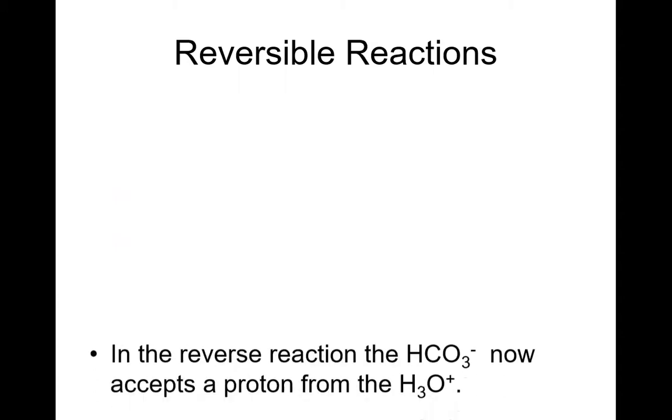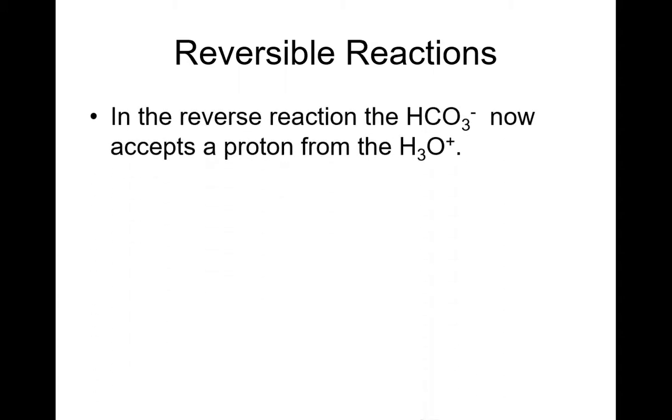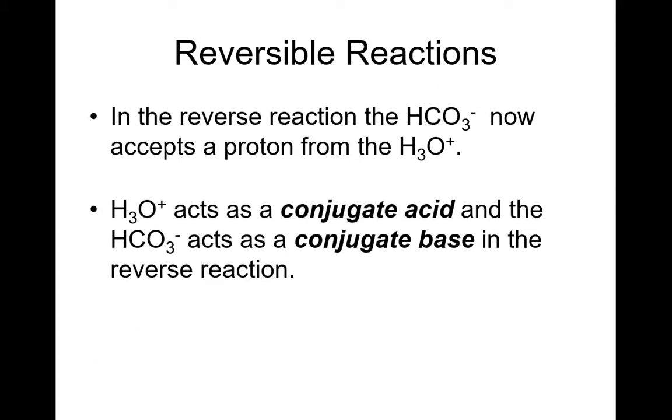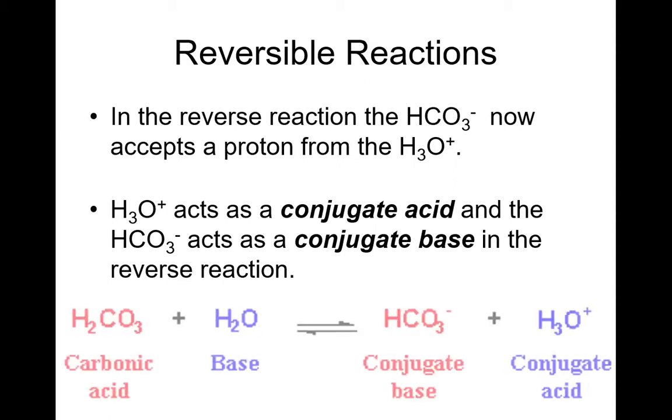Okay. In the reverse reaction, as we said already, the HCO3 minus now accepts a proton from the H3O plus. So in other words, it's quite easy. See what happens going forward and just undo the process going back. So if the water accepts going forward, the water will donate and give back the proton going backwards. H3O plus therefore acts as what we call the conjugate acid, and HCO3 minus acts as a conjugate base in the reverse reaction. And that's extremely important. Okay, so there's the reaction with the proper terms given.